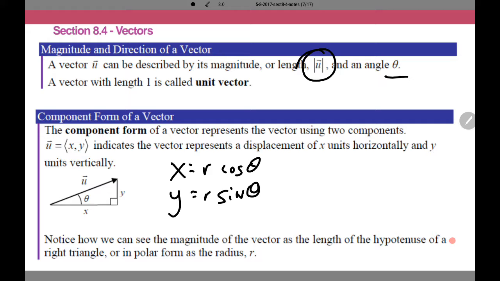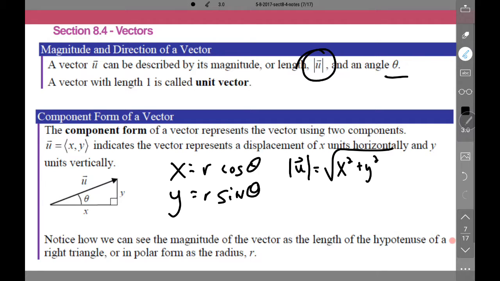And, you know, sometimes you'll be given formulas for the magnitude of the vector. It looks pretty much like the Pythagorean theorem. And the magnitude of the vector u is equal to the square root of that. Sometimes you'll see addition and subtraction on formulas and different things like that. It's all stuff we know how to do.